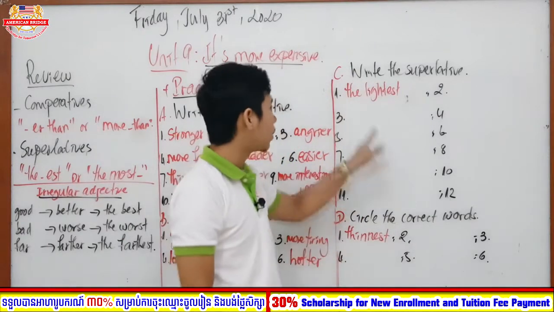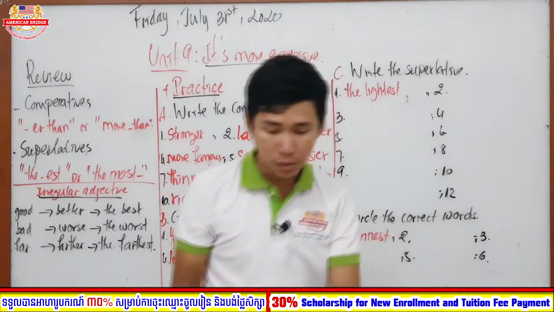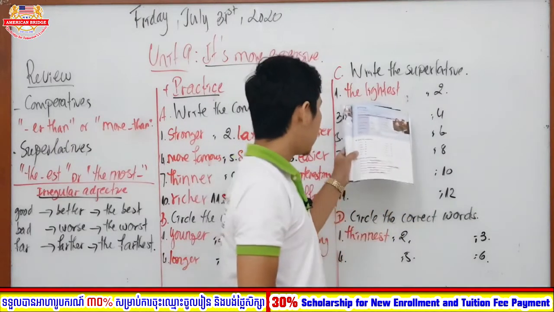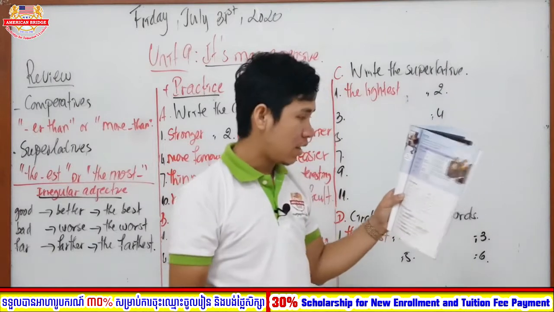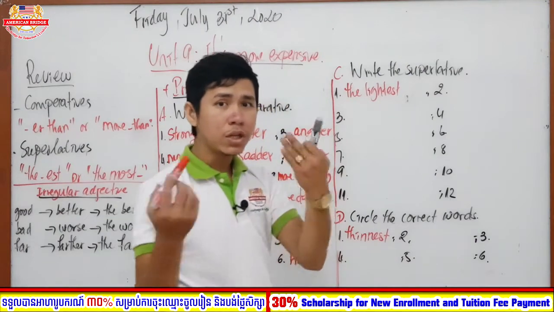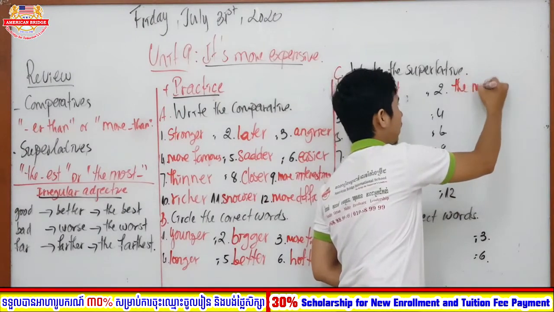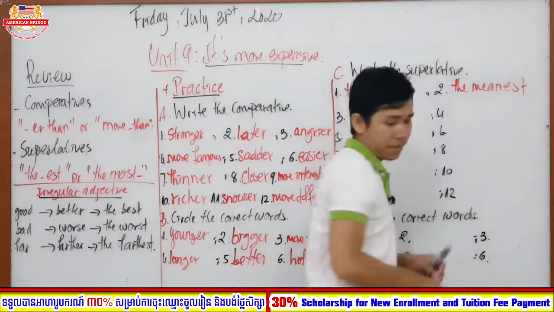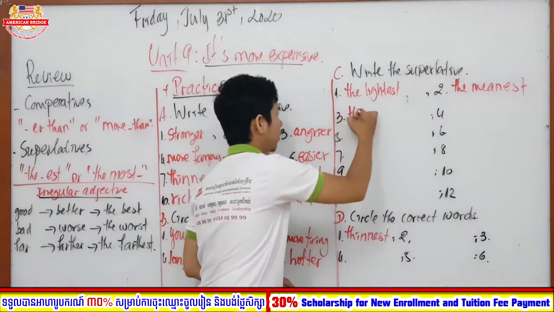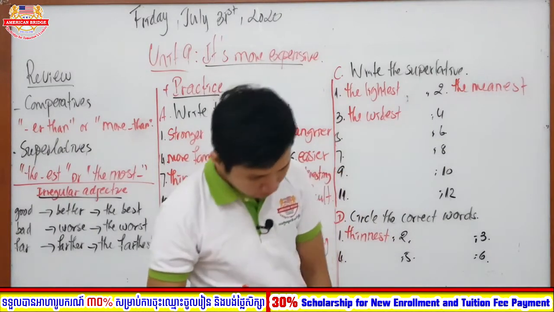Section C is about the superlative. Here they give you the adjective only, and you write it as a superlative. Number 1 gives you the example, light becomes the lightest. How about number 2, mean? When you change it to the superlative, it is the meanest. And then number 3, wide. It's the widest.